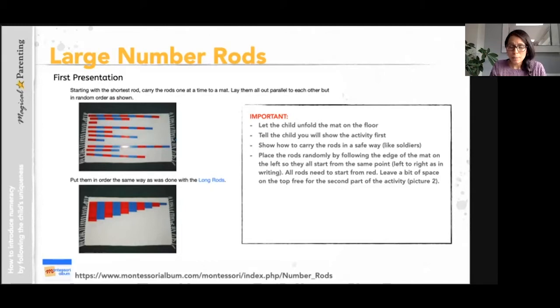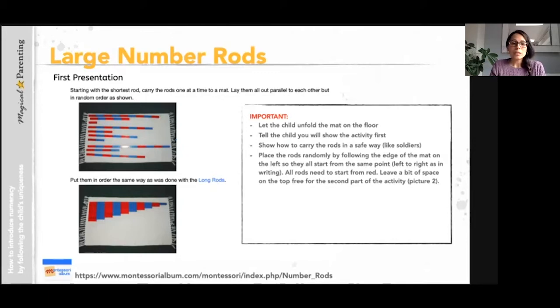So they need to be placed from the left on the line, and this is to keep the idea of one that is actually smaller than two. If you put one wherever you like, they will not see that one is smaller. So that's why it's important to start from the line of the masking tape at the edge of the mat. So here they have two rules to follow. One is to put it on the edge, and the second one is that each rod needs to start from the red end. So as you can see, they're all red. And you know your child better.